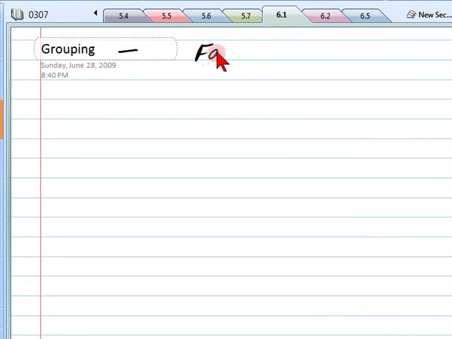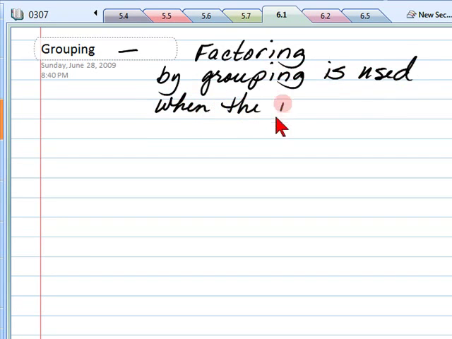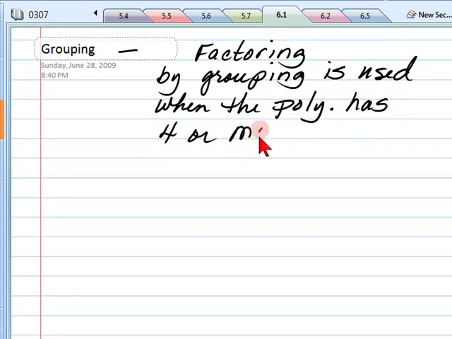This is factoring by grouping, and it is used when the polynomial, and I'm going to abbreviate that, just call it poly, has four or more terms.